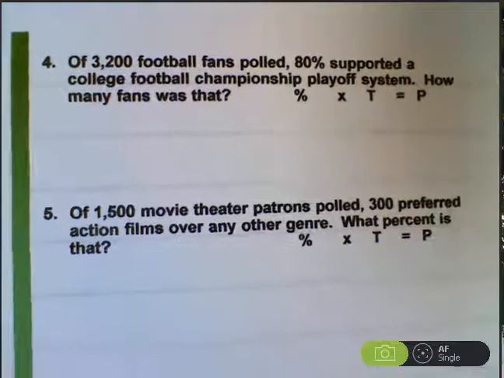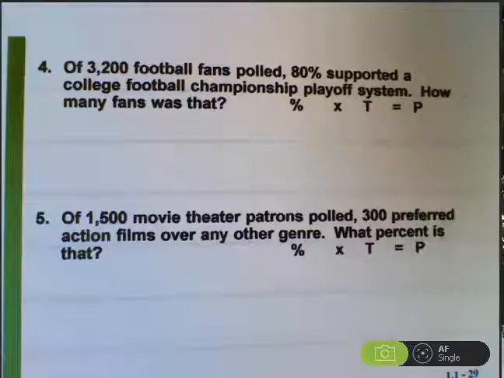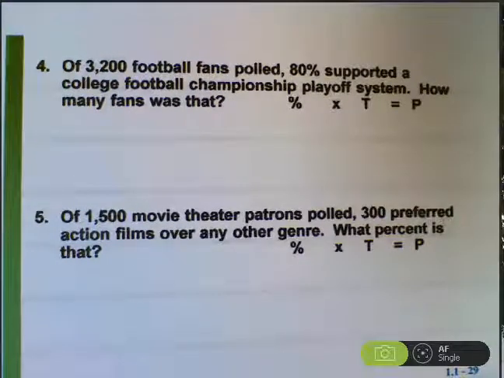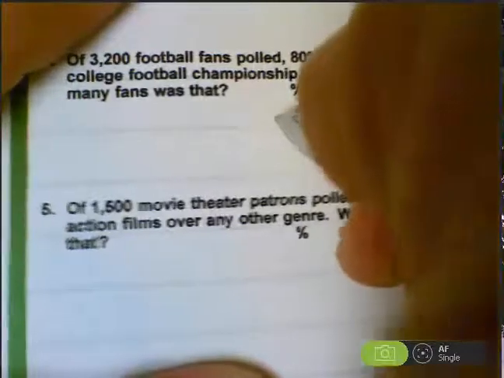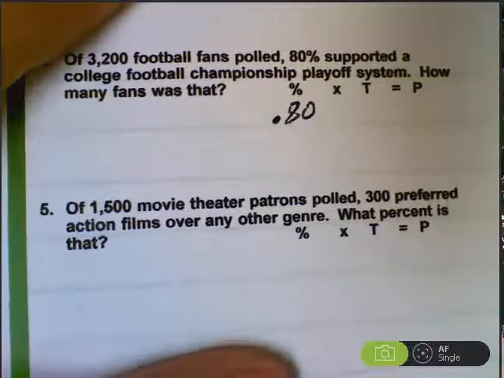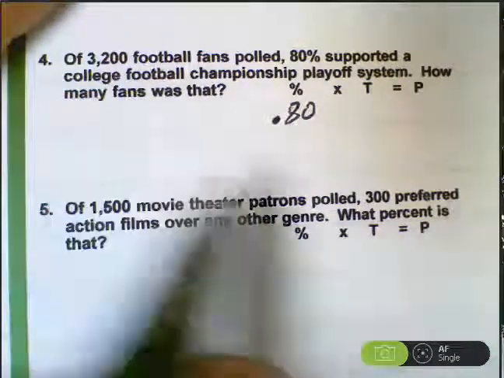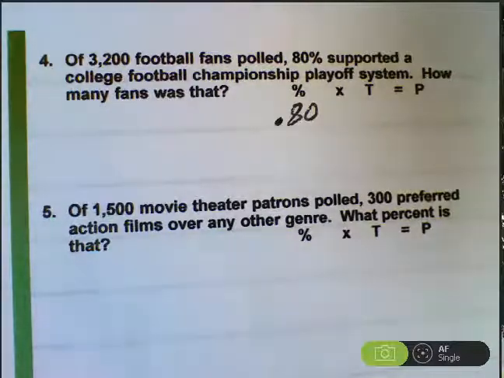All right, two last problems. Number 4, of 3,200 football fans polled, 80% supported a college football championship playoff system. And if you watch any football at all, you know we have that championship playoff system in place now. But we want to know how many fans would be represented by 80% of 3,200. Write the 80% as a decimal, 0.8. The 3,200, is that the total fans or the part that were surveyed? That is the total surveyed. We're looking for the part who said that they wanted a championship playoff.